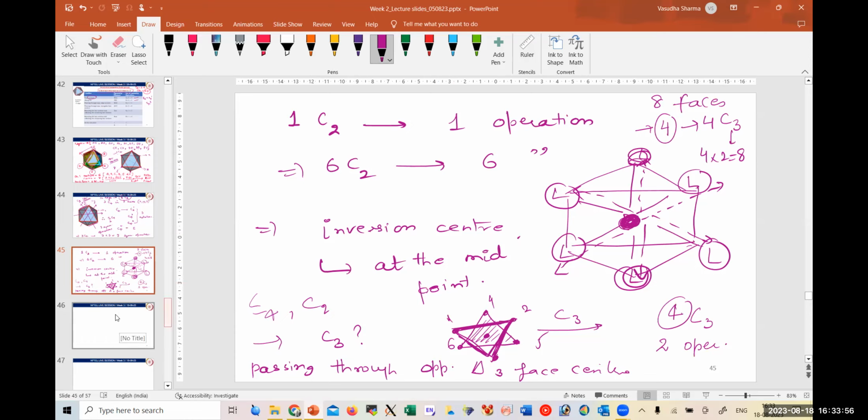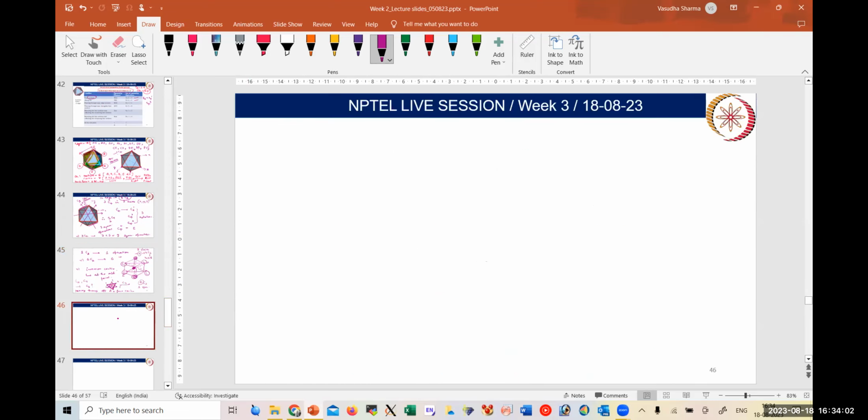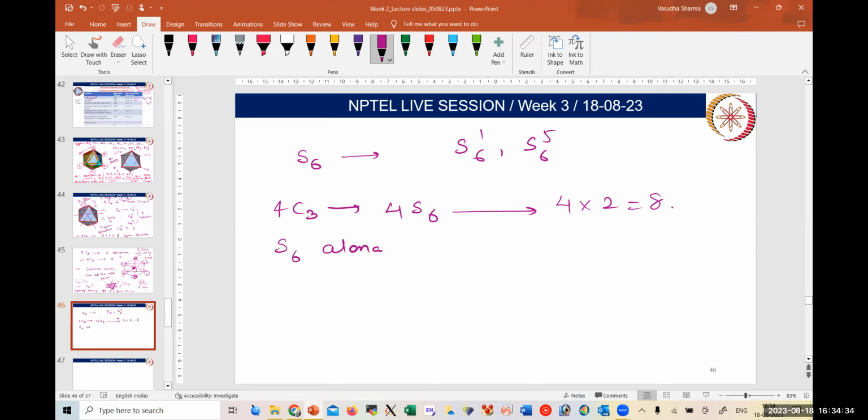Now along, as we saw that along C4, we were having S4. Now along C3, whether S3 would be existing or S6. S3 is not possible. So S6 we will see. So since S6 will give you two operations, S6 1, S6 5, and since four C3s are there, four S6 would be there, which implies 4 into 2, that is 8 operations. So S6 is along your C3.